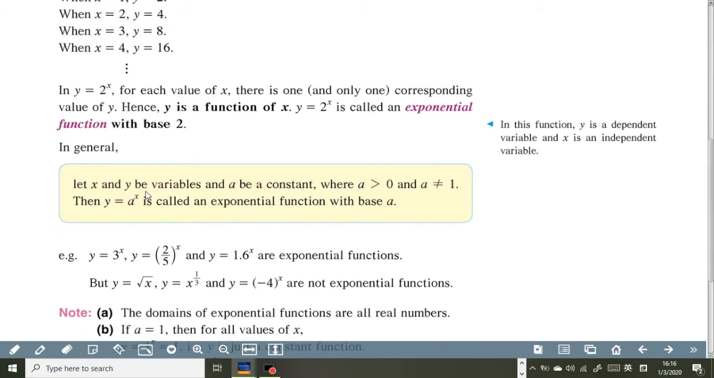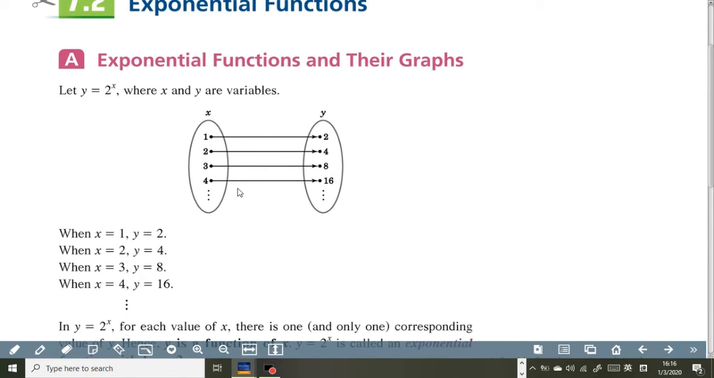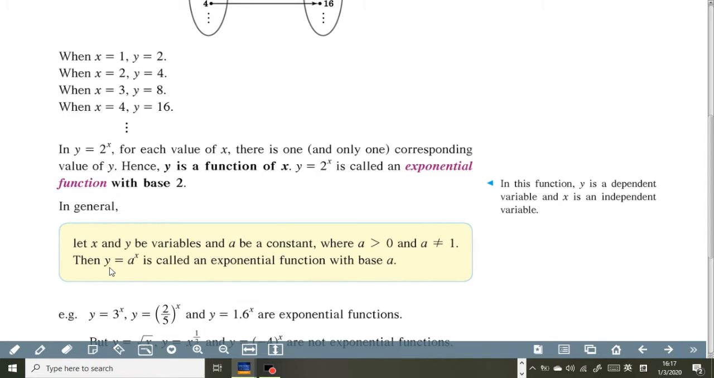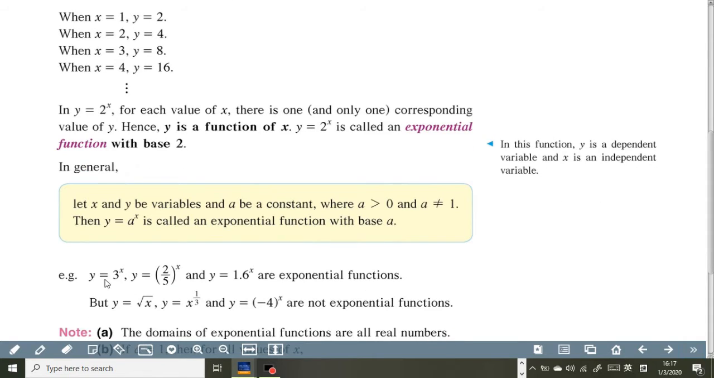But here you have a condition: in this function, a is just a constant like the 2. And this number must be greater than 0 and cannot equal 1. We will explain why. Then when we write down y equal to a to the power x, it is called an exponential function with base a. You must know that this number is very important when you discuss the exponential function, so the base must be clear.